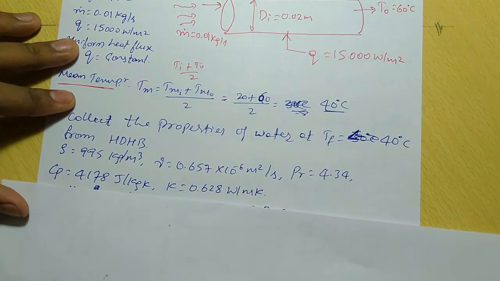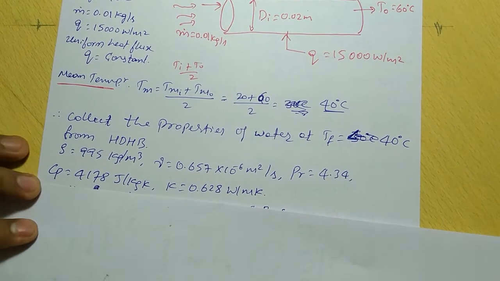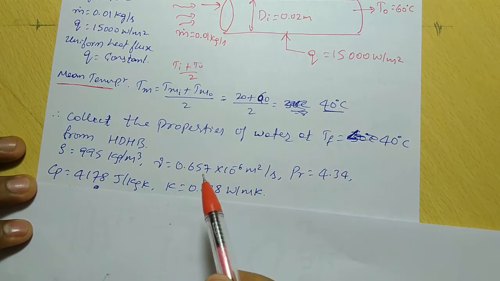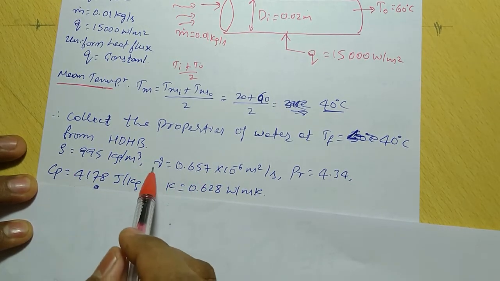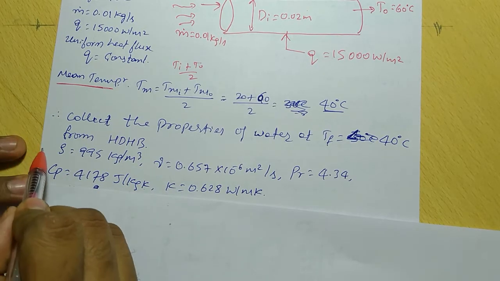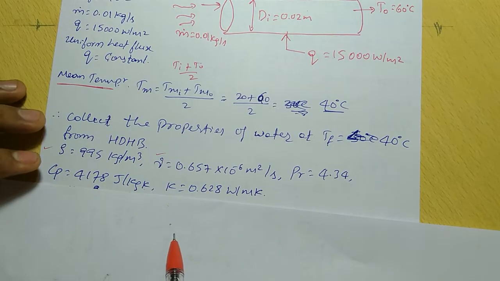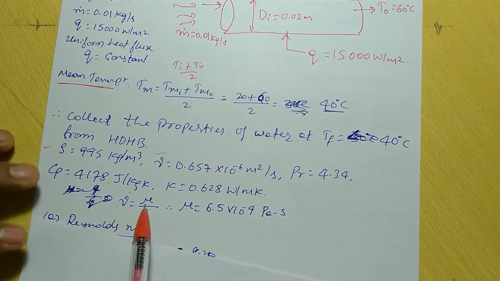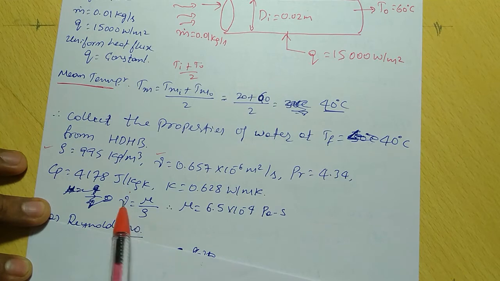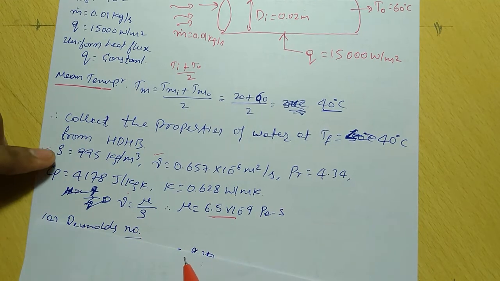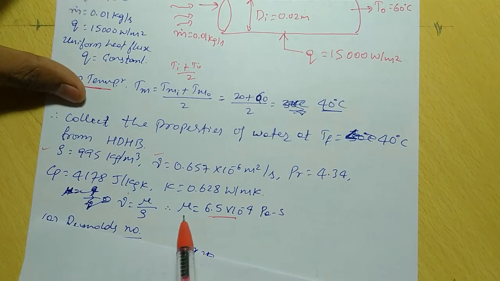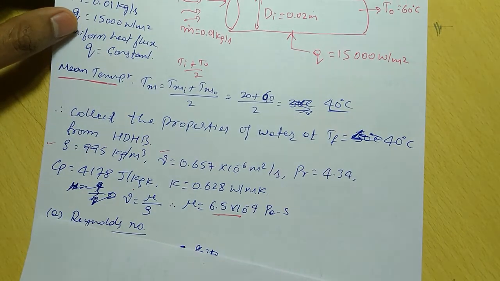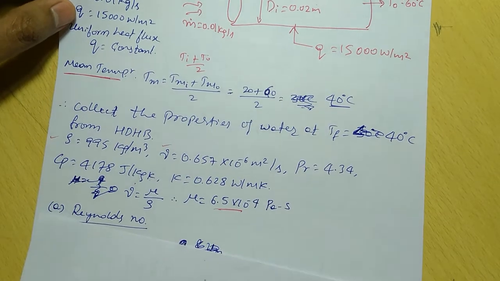In these properties, they gave density and kinematic viscosity, but dynamic viscosity is not given. But we can easily find out the dynamic viscosity. If you know the rho value and the nu value, you can easily get it. The kinematic viscosity nu equals mu by rho, or mu equals rho times nu; multiplying these two, you will get this value. I have just taken mu, as it may be useful for the calculation.